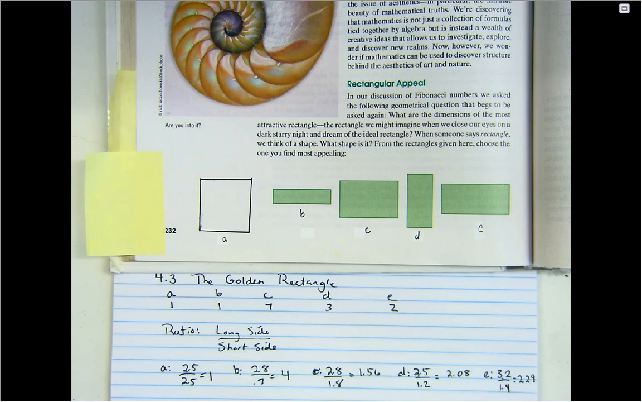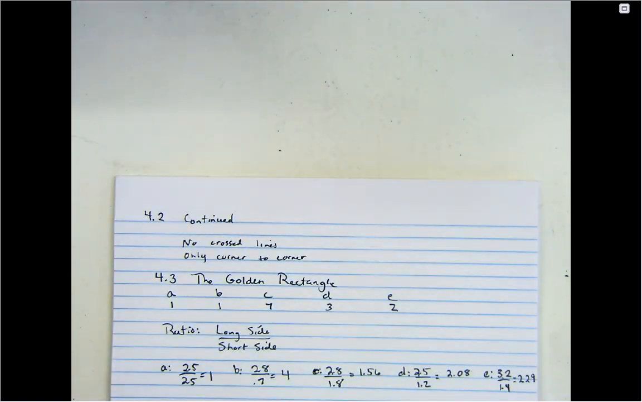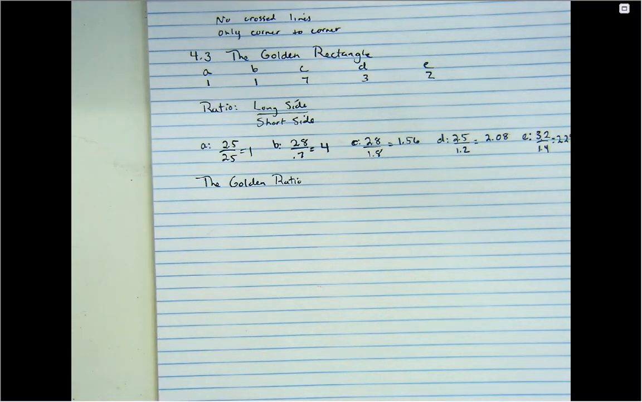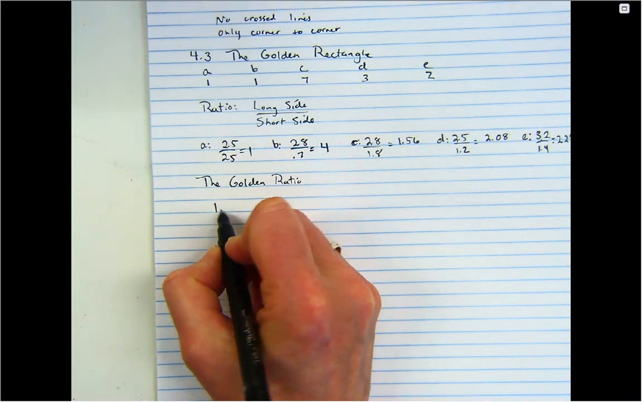The class as a whole preferred C the most. C is closest to what's called the golden ratio. So we're going to be talking about the golden ratio today. Now we talked about the golden ratio before. I'm not sure I actually used those words. Does anybody remember where we talked about the golden ratio before? Maybe I didn't call it that. Okay, who remembers what this is?